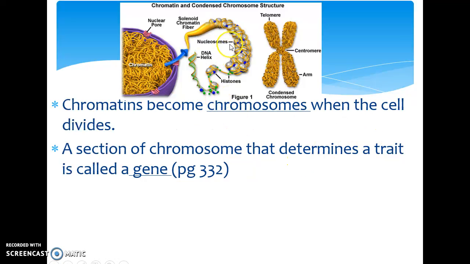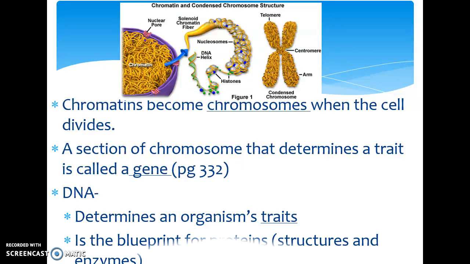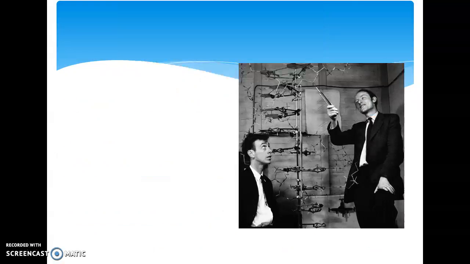So a gene is what determines your trait. I'm going to say that again. A gene, which is part of your DNA, determines your trait. Nothing big here. It's the blueprint for proteins. It's the organism's traits. So this makes sense. You look like your mom and you look like your dad. It's because you got half of them from mom, half of them from dad. Part of your DNA is known as genes, and it determines your traits.